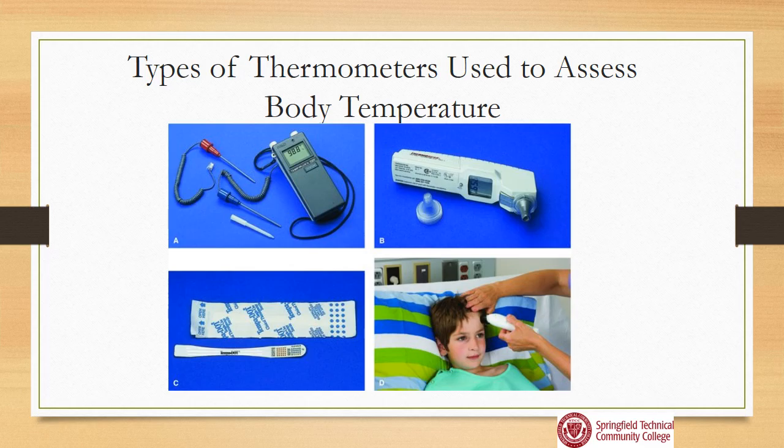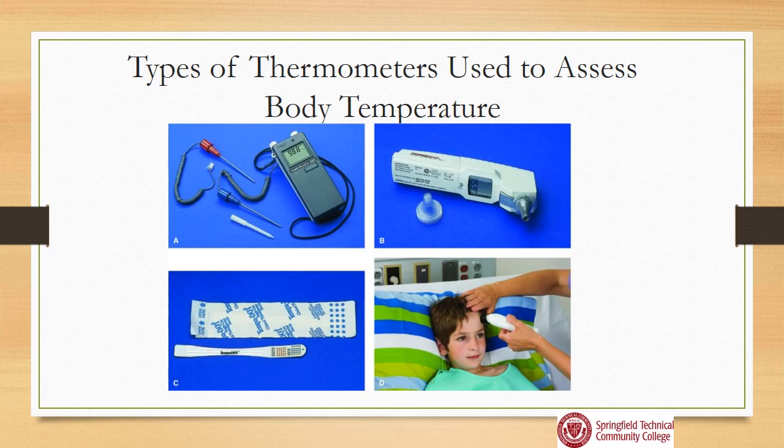Many different types of thermometers are used to assess body temperature in hospitalized patients. These are different examples. In the upper left-hand corner, we have a regular thermometer that can use either an oral probe, which is the blue one, or a rectal probe, which is the red one. Make sure that you understand which probe is on your thermometer before you take your patient's temperature.